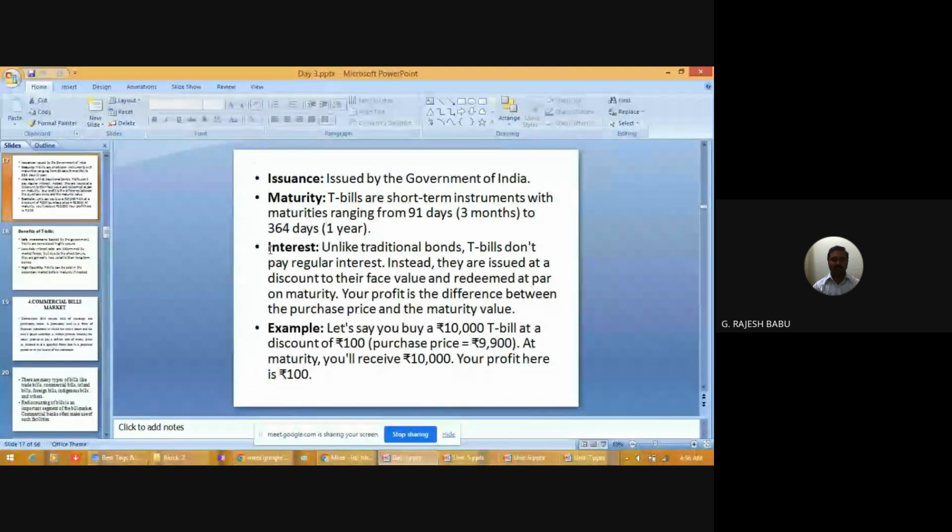Example: let's say you buy a 10,000 rupees treasury bill at a discount of 100. The purchase price is 9,900. At maturity, you will receive 10,000. Your profit is rupees 100.